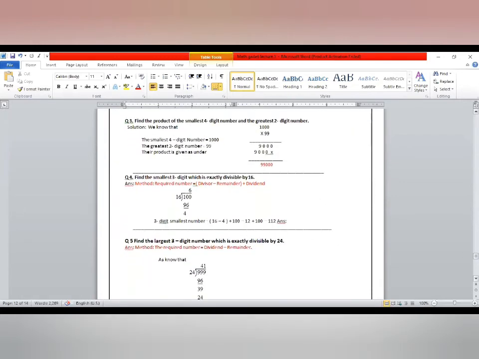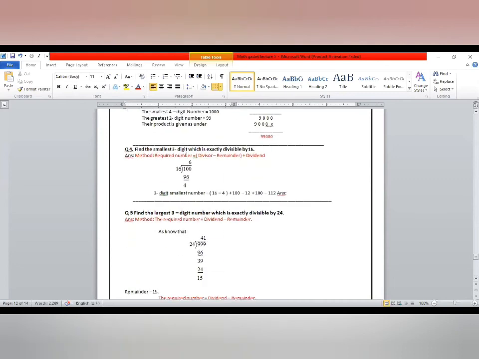Now question number 4. Find the smallest 3-digit number which is exactly divisible by 16. Here the method: required number will be equal to divisor minus remainder plus dividend. So dear student, here 100 will be divided by 16. Here the divisor is 16, this is the dividend 100, and this is the quotient, and this 4 is the remainder.